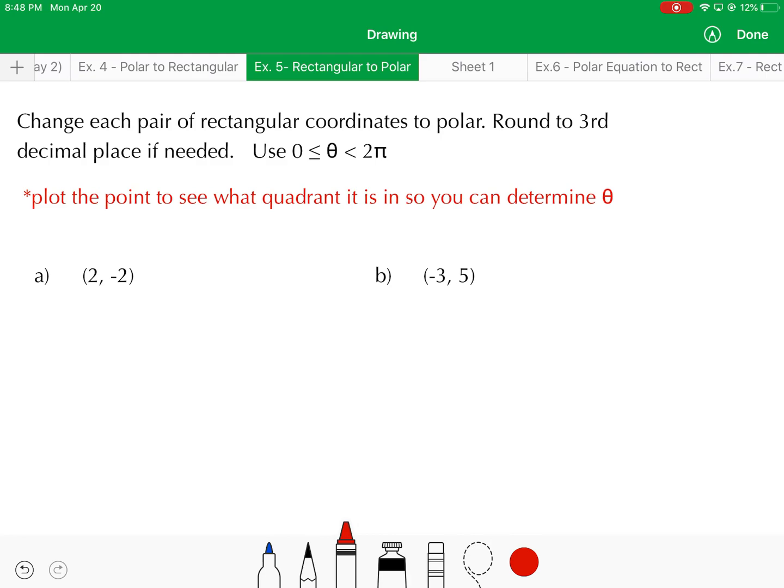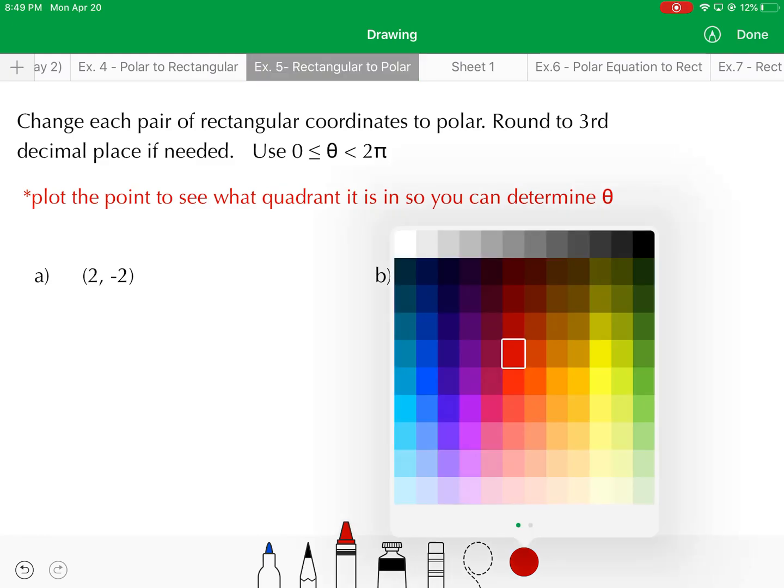All right, now let's go in the other direction, and this tends to be the more challenging direction, from rectangular to polar. Notice the directions here. We're going to round to the third decimal place if needed, and we're going to express theta between 0 and 2 pi, which means we're going to need to think of theta in radians. Now, notice what I have in red here. I think this is extremely important. I want to always begin by plotting the point to see what quadrant it's in so that I can reason out a value for theta, okay? And you'll see what I mean by that as we move through these examples.